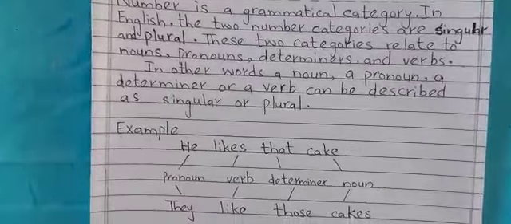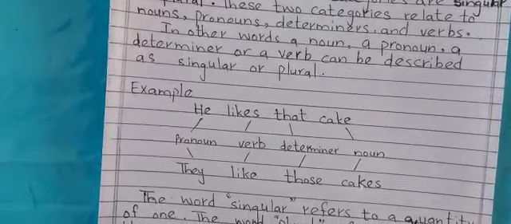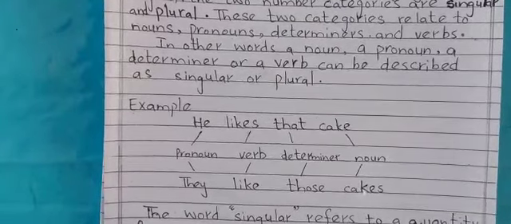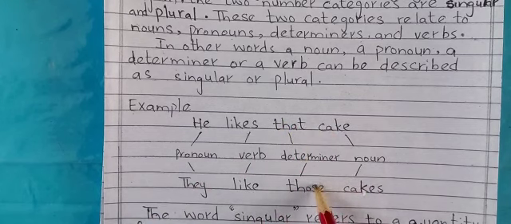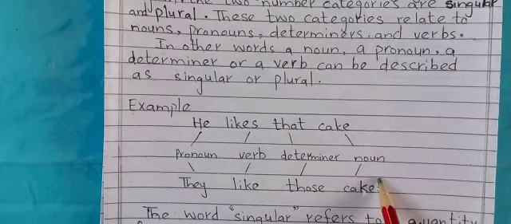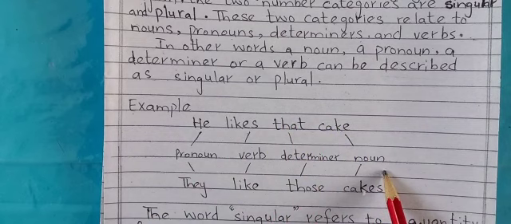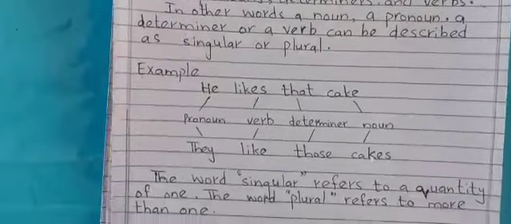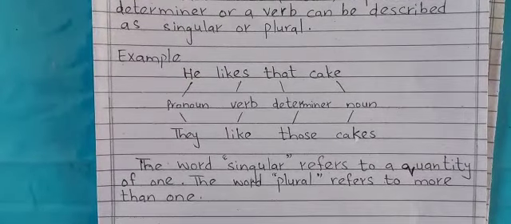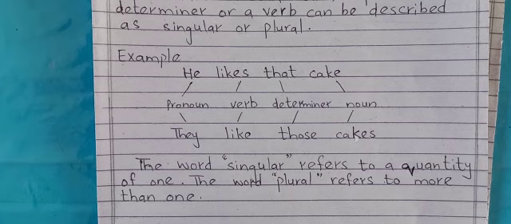For example, he likes that cake. Now in this example you can see that he means pronoun, likes is verb, that is determiner and cake is noun. And when we change it into plural, he will be changed into they, likes changes into like, that changes into those and cake changes into cakes. So the word singular refers to a quantity of one and the word plural refers to more than one.